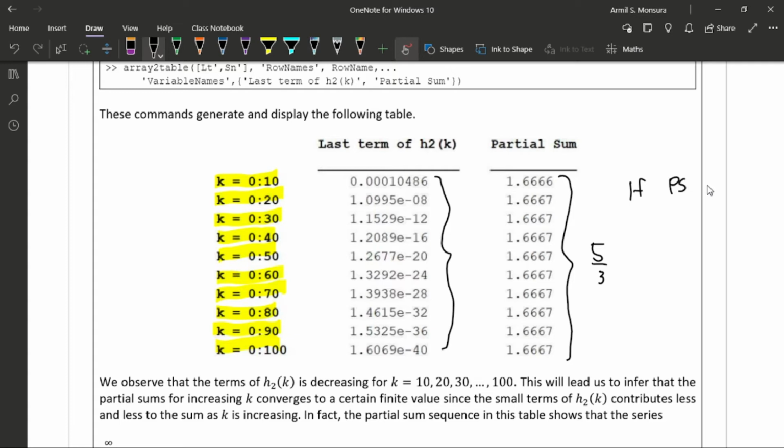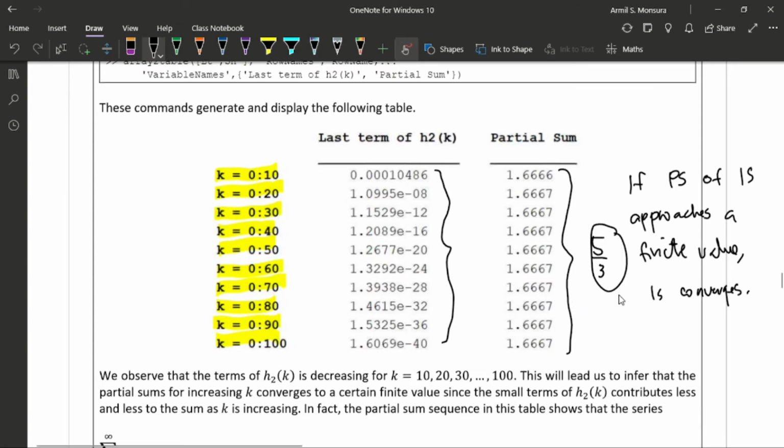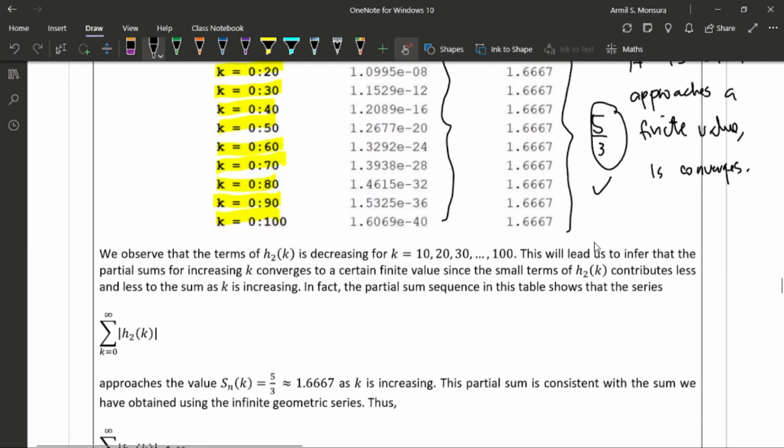So, in that case, our rule here is: if the partial sum of an infinite series approaches a finite value, your infinite series converges. So the value at which this partial sum converges is the sum of the series. Again, we conclude that the sum is 5 over 3.